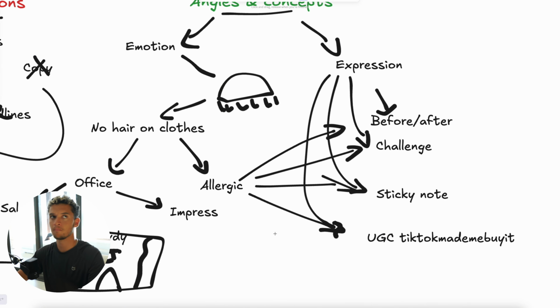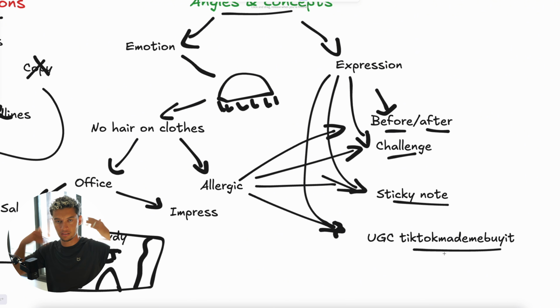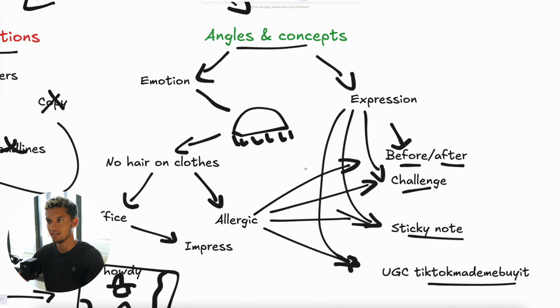So how would you sell, like, oh, you want a salary increase because you can now get that because you don't have hair on your clothes anymore, so you appear more professional, before and after. And the same thing with challenge, the same thing with a sticky note. On the sticky note it says these things. The same thing with TikTok made me buy it. I wanted a salary increase and I realized that this was the problem. And this is what you need to spend your time and money on.